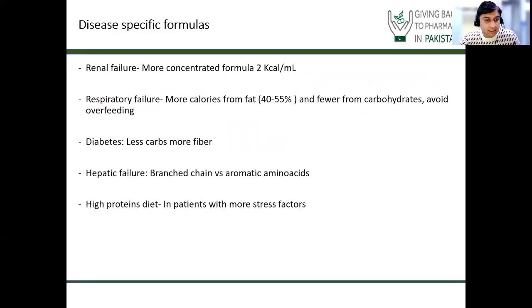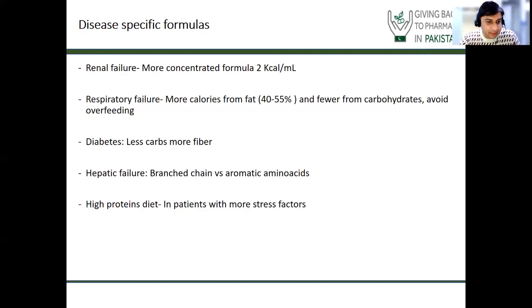So what happens in renal failure? We'll give more concentrated fluid because we don't want additional fluid. Kidneys are not working, and that can cause fluid overload in these patients. In respiratory failure, we'll give more calories from fat. And remember, we do not overfeed these patients, because overfeeding can cause excess CO2 production, and that can prolong the mechanical ventilation time for these patients.